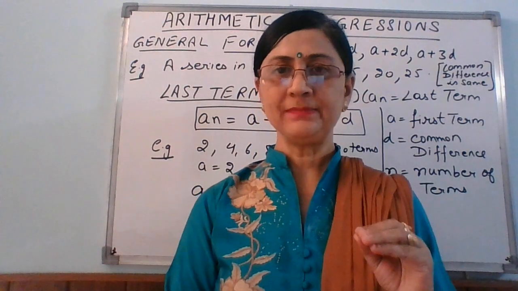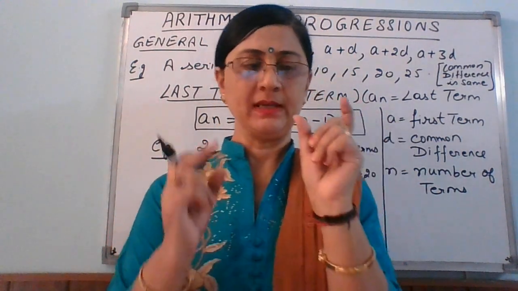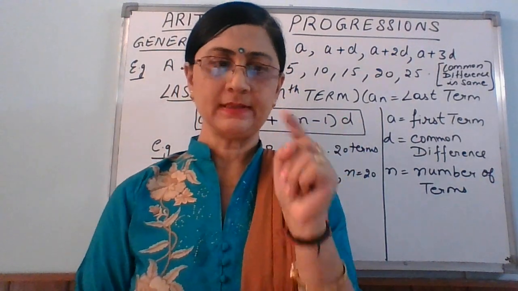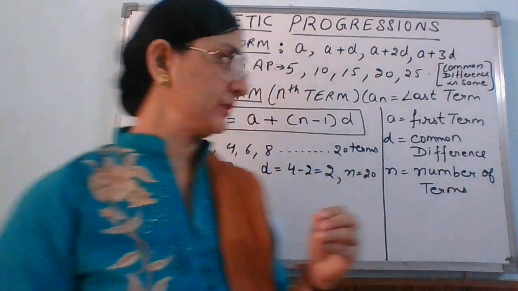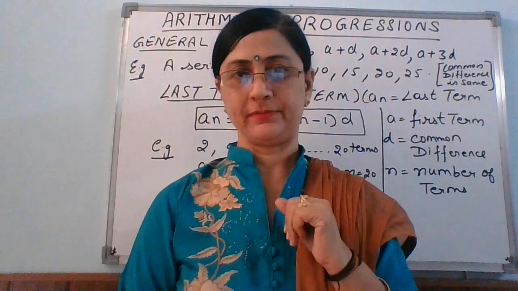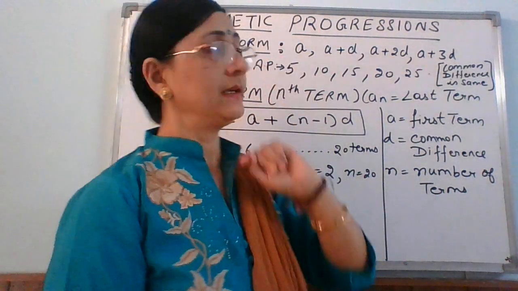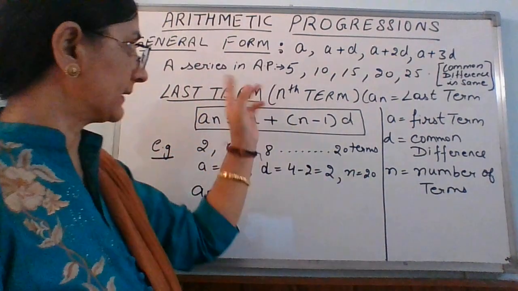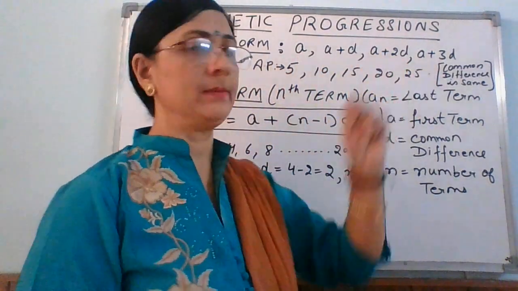I hope it's clear. If the common difference is the same between numbers, how do we find the difference? Second minus first, third minus second is the common difference. So arithmetic progression is a series in which the common difference is the same. Now the general form of AP, we call it AP in short, arithmetic progression. It is written as A plus D, A plus 2D, A plus 3D.